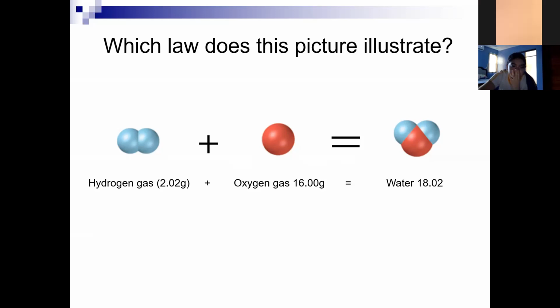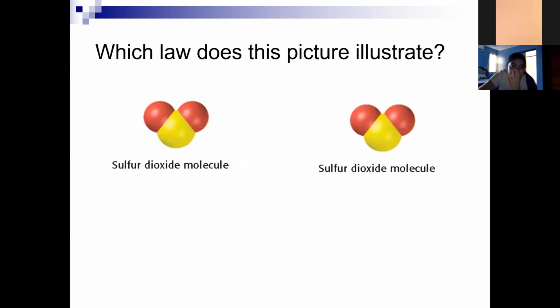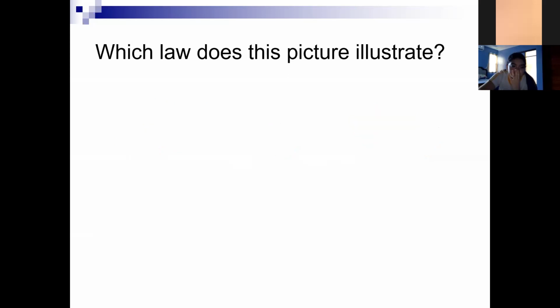At this point, it was just being combined from a single mass of oxygen to a single mass pertaining to hydrogen. It is now going to represent a single mass of the compound of water. So this is the law of conservation of mass. And this one is the law of definite proportion.